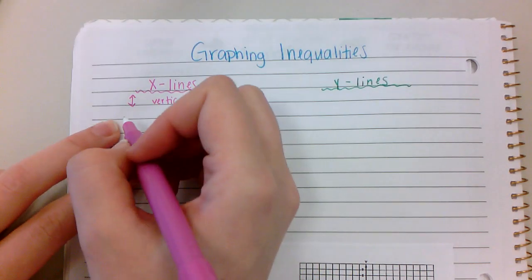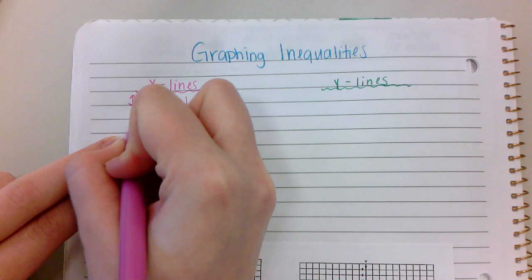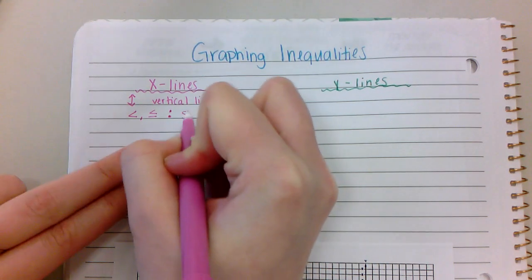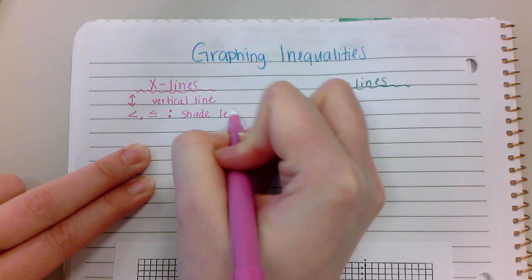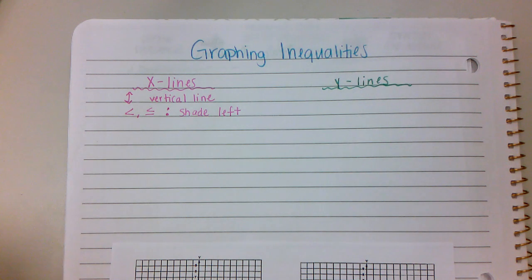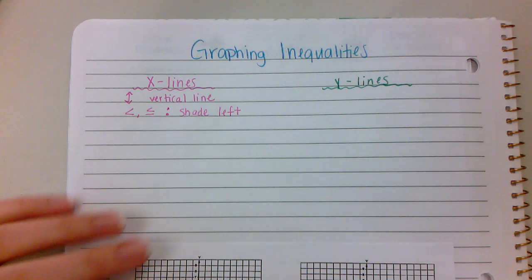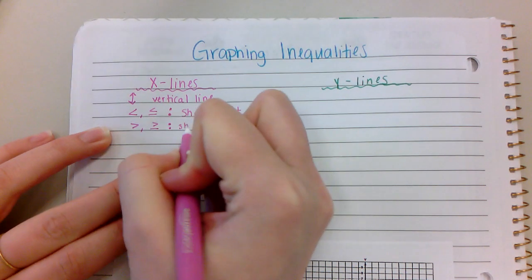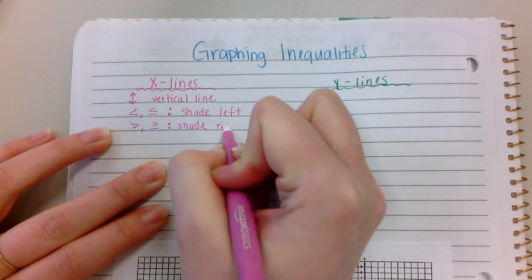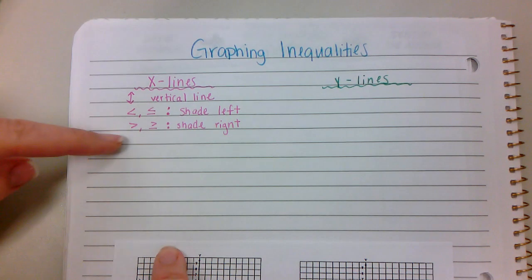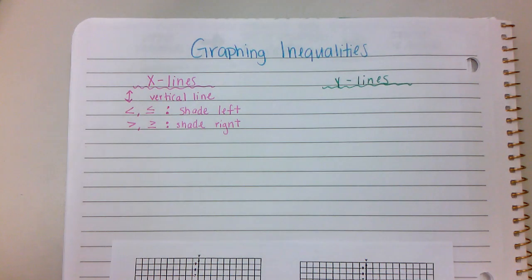Your signs that you have, so if it is less than or equal, you're going to shade to the left. So the difference now, instead of just graphing a line, we're shading because it's not equal to a number. It's either less than or equal to. So we're going to start shading. If you have a greater than symbol or a greater than or equal to symbol, you shade right. You kind of shade in the direction that the arrow points. So this arrow is pointing to the left, so we shade left. This arrow is pointing to the right, you shade right.